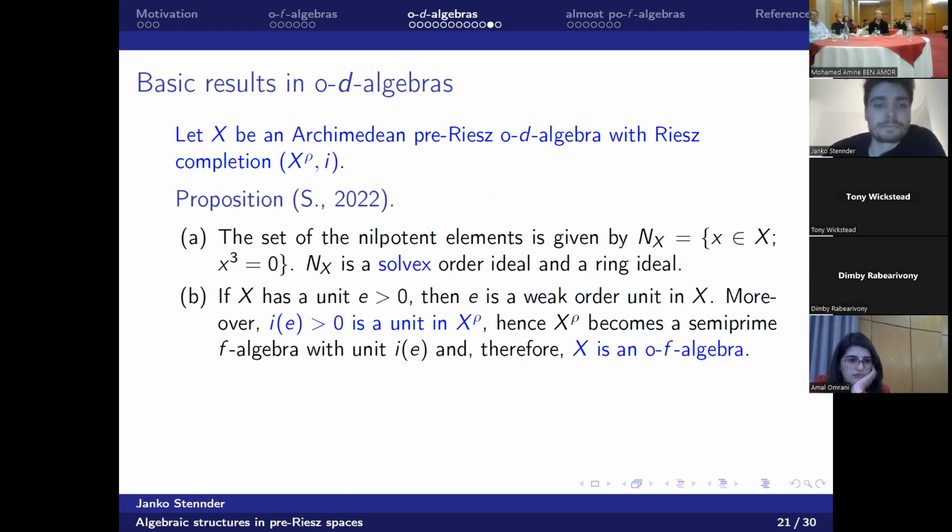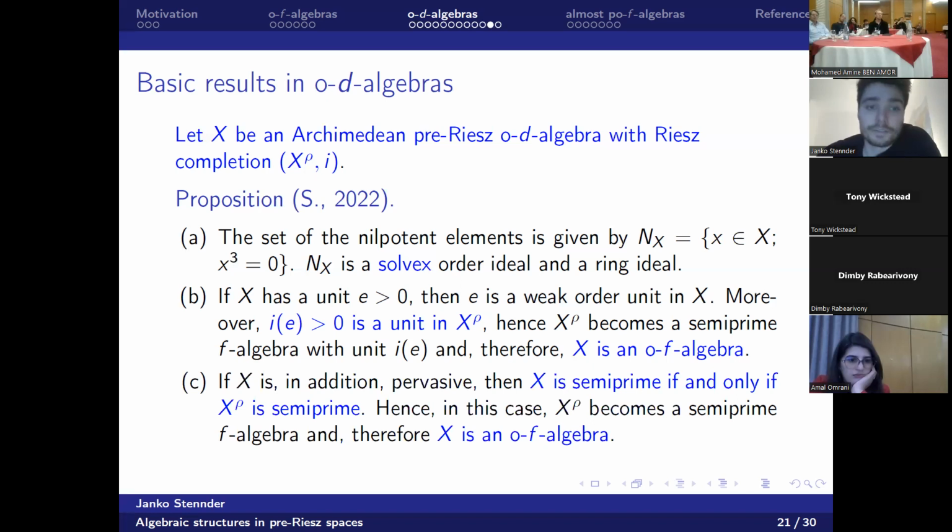Yes, if this Archimedean pre-Riesz OD algebra has a multiplicative unit, then this is also a weak order unit. And I of E, so in the Riesz completion, is then also a unit there. Therefore, our Riesz completion X rho becomes a semi-prime F algebra with unit I of E, because of the result I just showed you. And then as X is just a subalgebra of the Riesz completion, it is already an OF algebra as well. So we get the same result here.